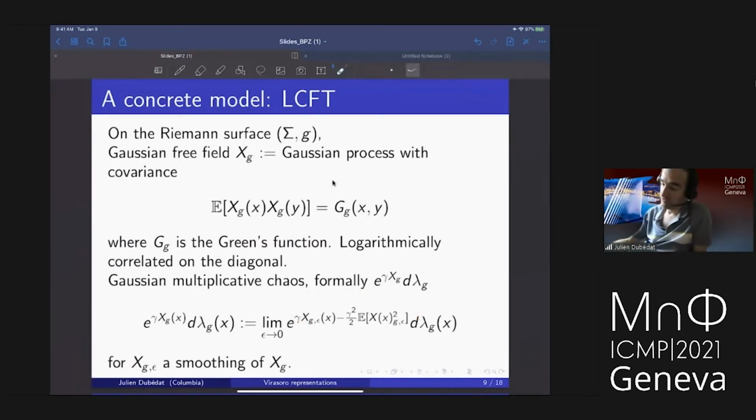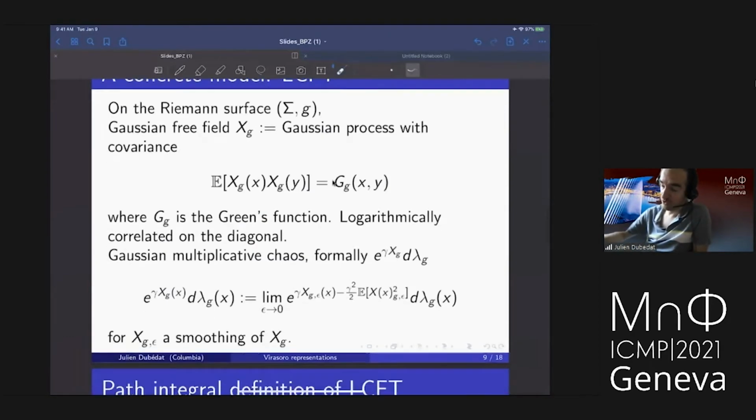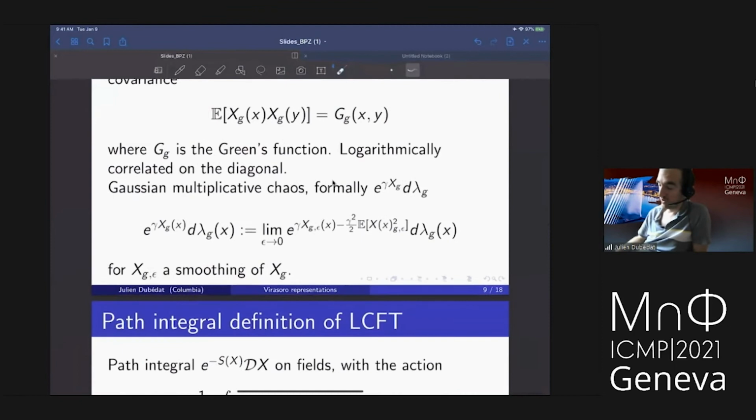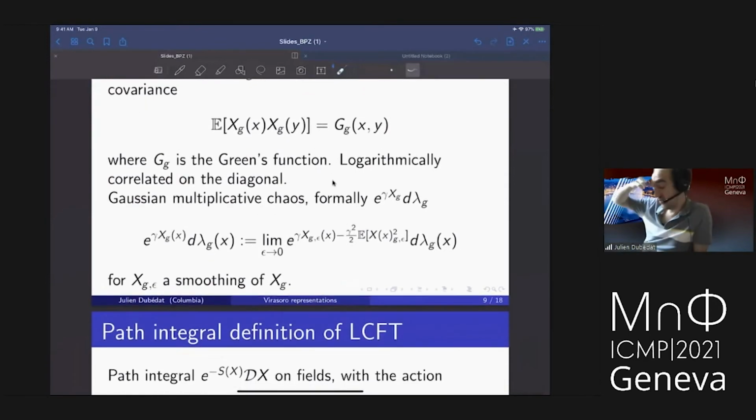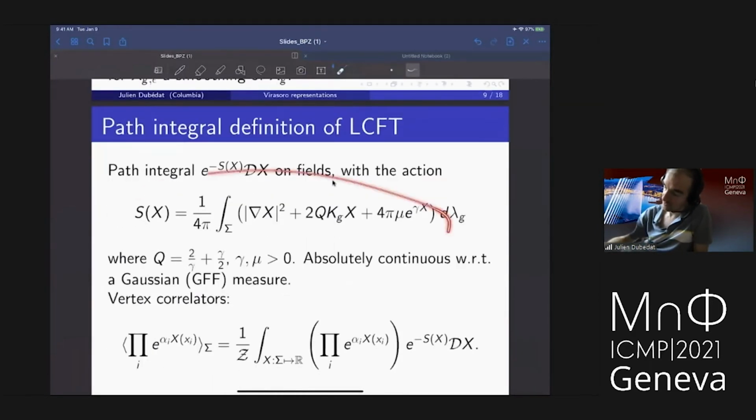So GFF, the Gaussian free field, or massless free field if you want, is just a Gaussian theory, so something where you can compute everything. So in a sense, it's empty. But it's also not summable on compact surfaces. So one way to make it at the same time non-trivial and also summable over compact surfaces is to add this Liouville term. So I'm going to write it as a path integral.